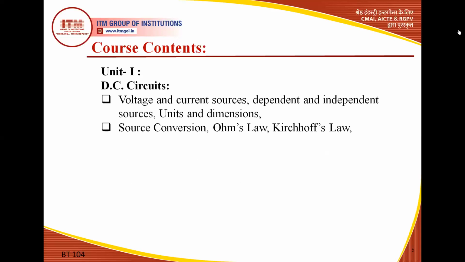We also learn about source conversion. That means a current source is converted into a voltage source and a voltage source into a current source. Sometimes during analysis, when we apply a network theorem, it's convenient to convert a particular voltage source into a current source. Basic laws, Ohm's law, Kirchhoff's law, the basic fundamental laws, we apply for circuit analysis. In unit number 1, we focus on DC circuits, DC networks, all the network topologies, applying Ohm's law and Kirchhoff's law, and also learning source conversion in this unit.